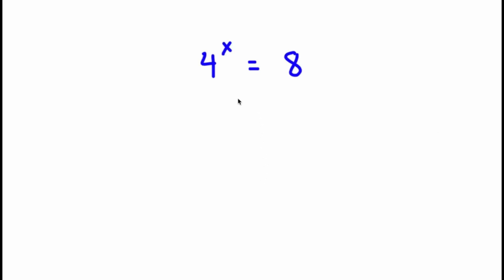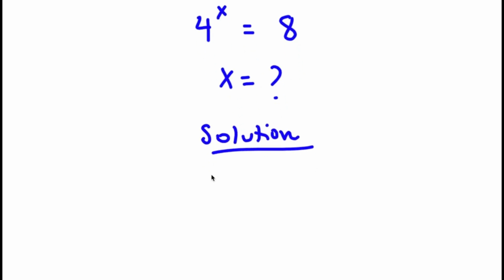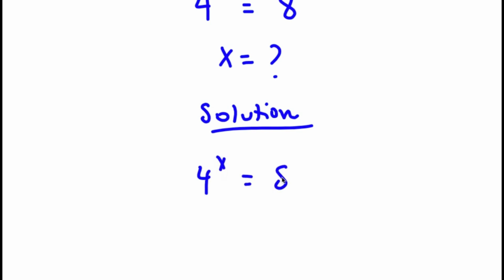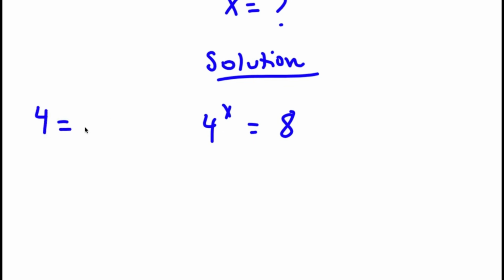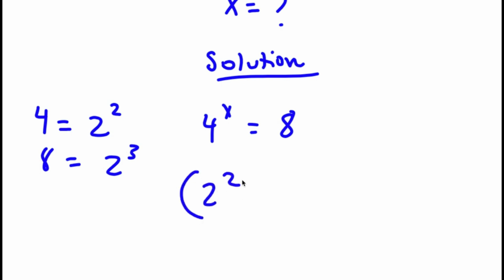All right, so in this problem, I have 4 to the power of x is equal to 8. So I want to find the value of x. For my solution, first start with 4 to the power of x is equal to 8. And 4, this is the same thing as 2 to the power of 2. And 8, this is the same thing as 2 to the power of 3. So now if I replace 4 with 2 to the power of 2, and if I replace 8 with 2 to the power of 3, I get 2 to the power of 2 to the power of x is equal to 2 to the power of 3.